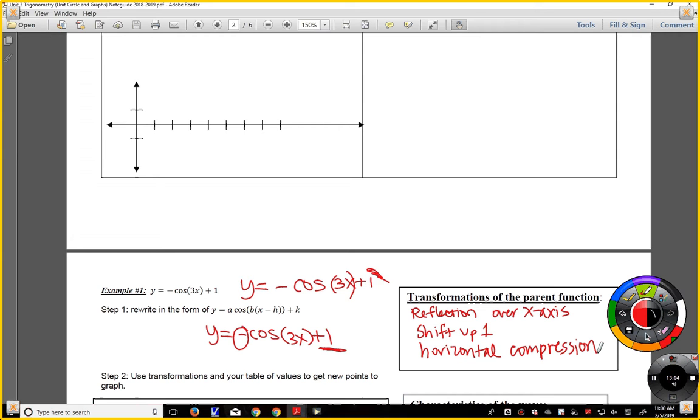Is everybody okay with how we got the names of the transformations based on the numbers from the equation? Any questions about that? All right, so I'm going to change this and scroll it up, and then we're going to talk about how to get your new tables and all that kind of stuff. And then, like I said, the last thing that we'll do is we'll graph it.